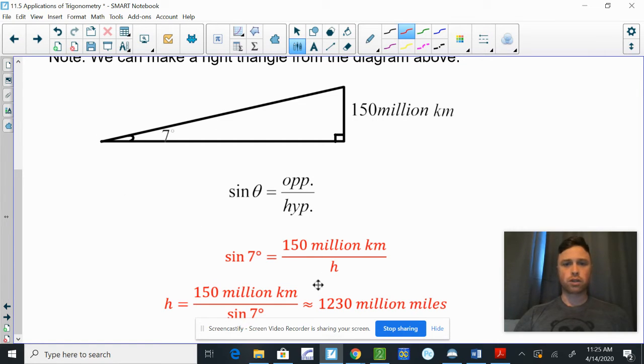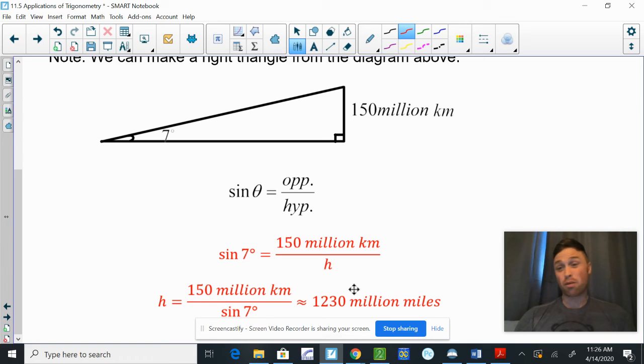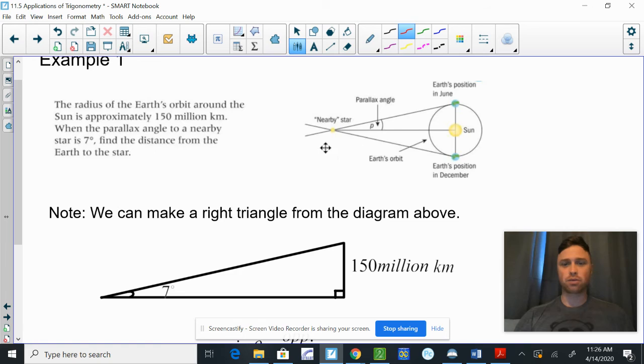And if we just rearrange the equation for h, then we get a distance of 1,230 million miles, which is supposed to be a star, but that distance would put it somewhere between Jupiter and Saturn here in the solar system. So I don't really think these numbers quite make sense, but that's the method that we would use to approach a problem. And again, this is a valid method. The numbers here that they present us with this problem are not really reasonable.